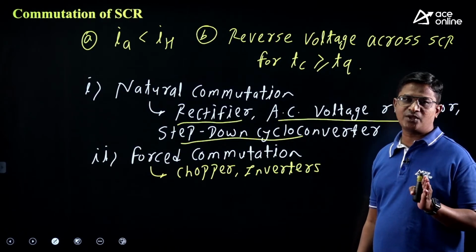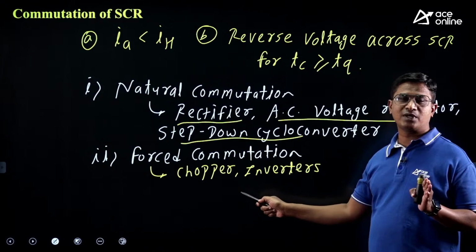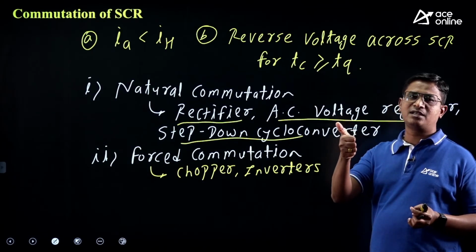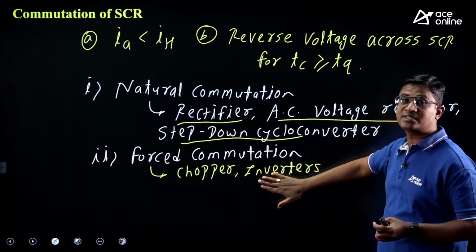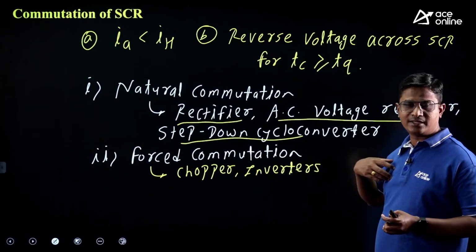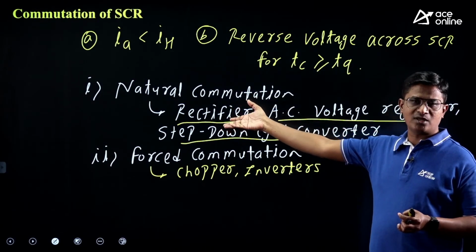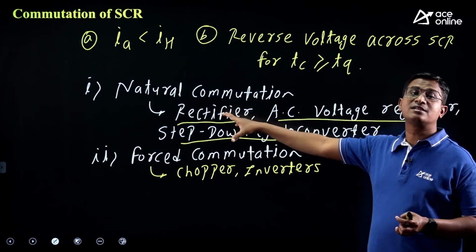Then which devices are we using here? We are using fully controlled devices. Fully controlled means your transistor family devices like power BJT, power MOSFET, IGBT. These devices are used in choppers and inverters. But in rectifiers we are using SCRs, right? Because in order to turn off the SCR, here we need not go for additional circuitry.